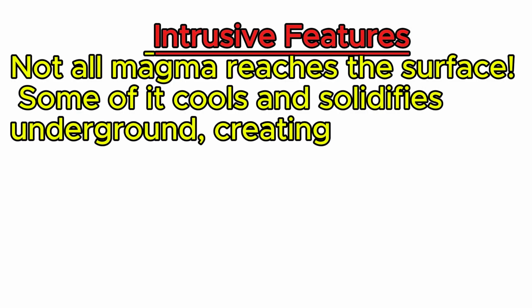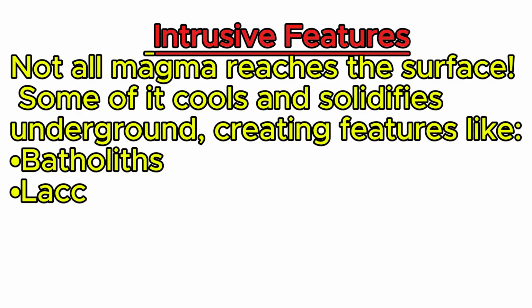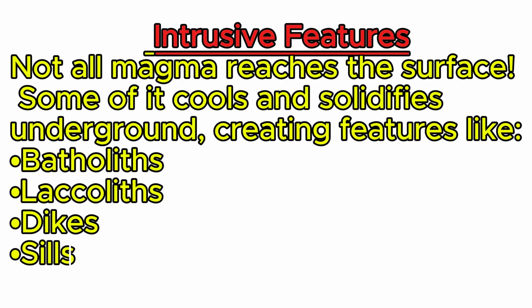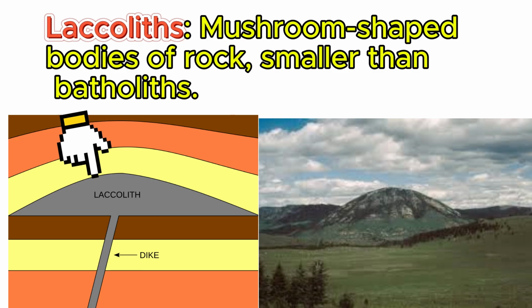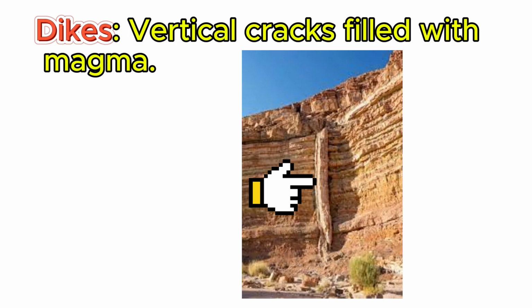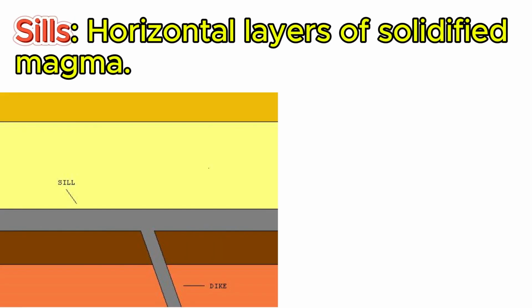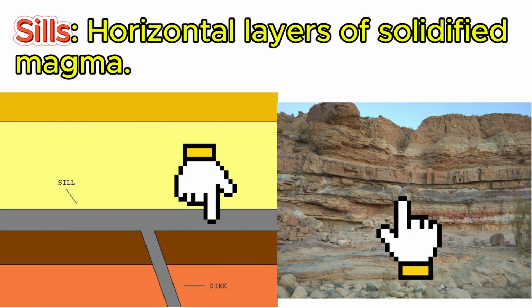Intrusive features. But wait, not all magma reaches the surface. Some of it cools and solidifies underground, creating features like batholiths, laccoliths, dikes, and sills. Batholiths are massive chunks of solidified magma, the largest underground features. Laccoliths are mushroom-shaped bodies of rock, smaller than batholiths. Dikes are vertical cracks filled with magma. Sills are horizontal layers of solidified magma.